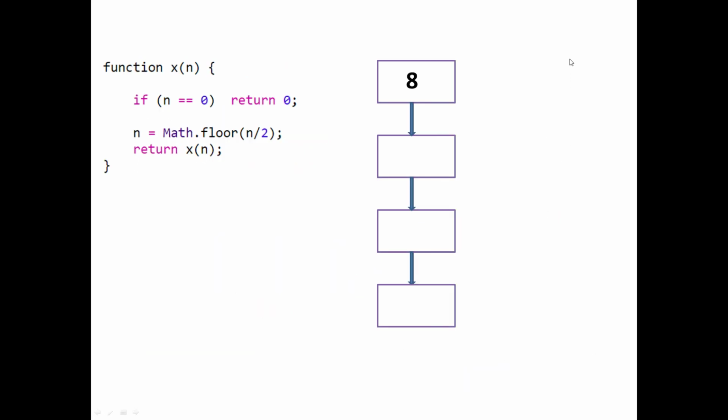Alright. Now coming to this question, we have a function where you have if n equals 0 return 0, n equals math dot floor of n by 2.